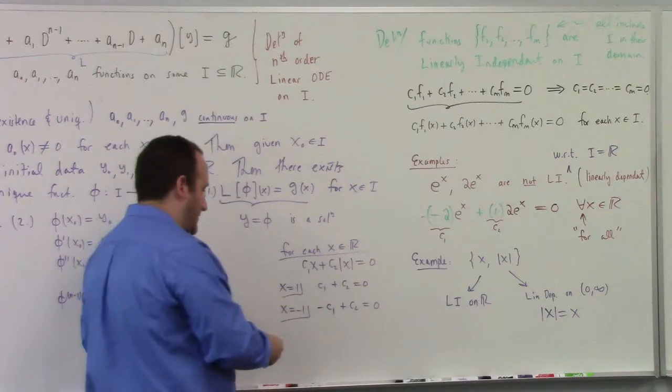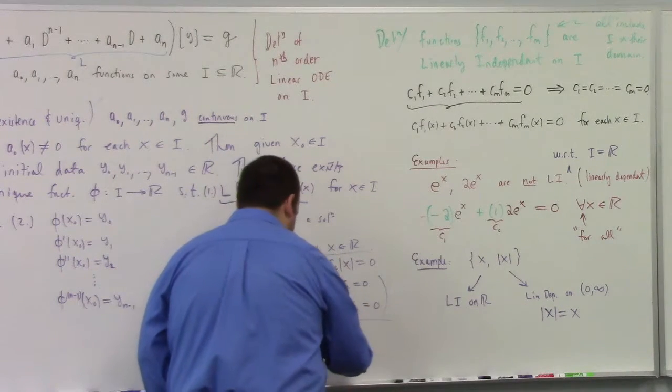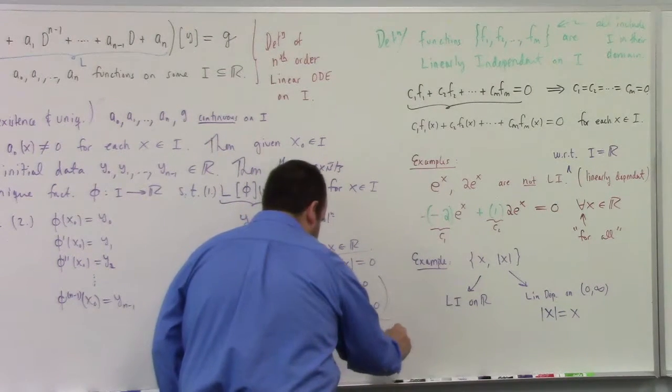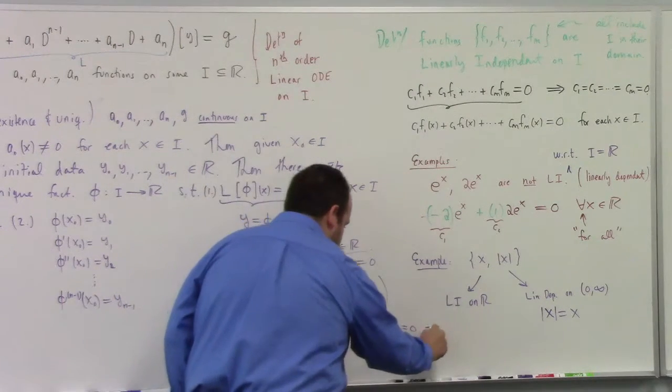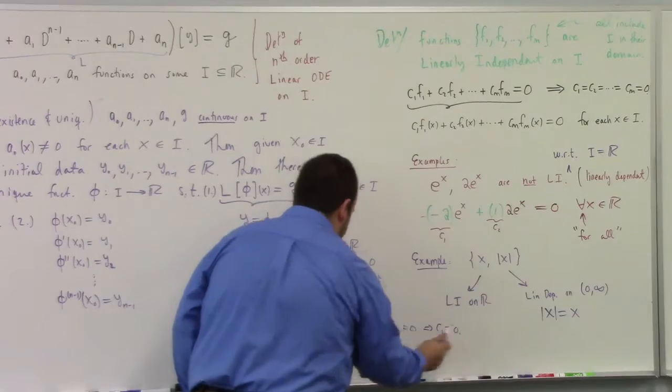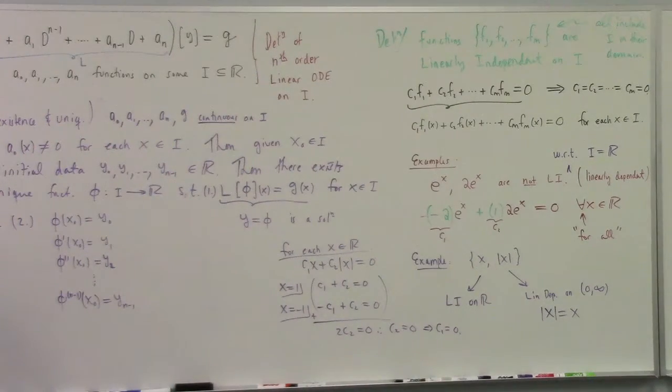Add these equations. What happens? We get 2C2 equals 0, right? So therefore C2 is equal to 0. And what else? Then you get C1 is equal to 0. Therefore, x and the absolute value of x are linearly independent, if you have an interval which includes both positive and negative numbers, basically.